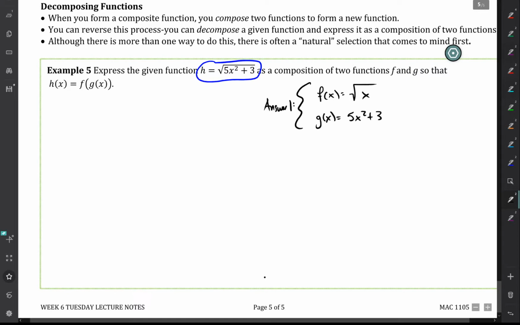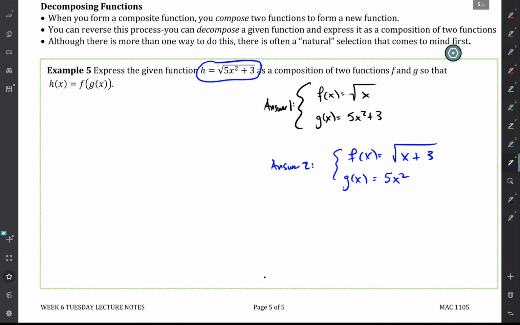And like I said, there's multiple ways of doing this. Another way to do it would be to think of f of x as being the square root of x plus 3, and then the inside function would be what you'd stick in for x to get the square root of 5x squared plus 3. So g of x would be 5x squared. So like I said, there's multiple ways of doing this, but the idea is probably pick the easiest outside function, and then everything else would be the inside function.